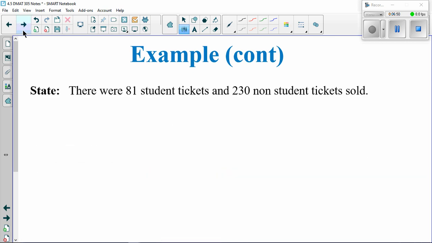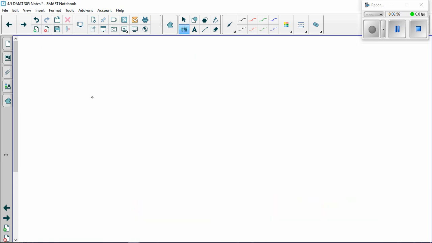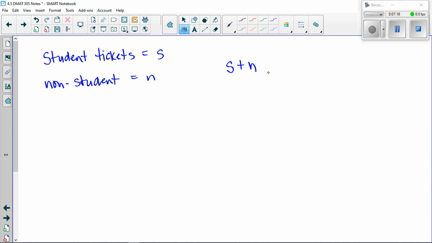So what I'm going to do is go through here. We know that we have student tickets, which we said are S, and then we have non-student, which is N. So we know that student tickets plus non-student tickets are 311. We know 50 cents for every student ticket plus $1.50 for every non-student is $385.50. So that comes from the word problem.